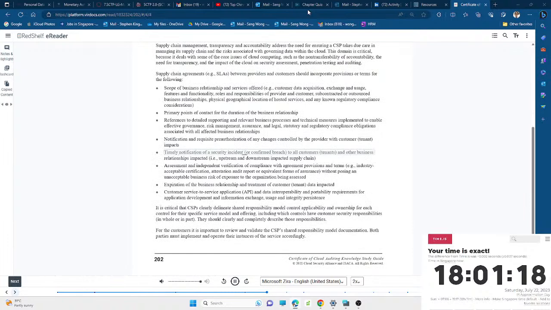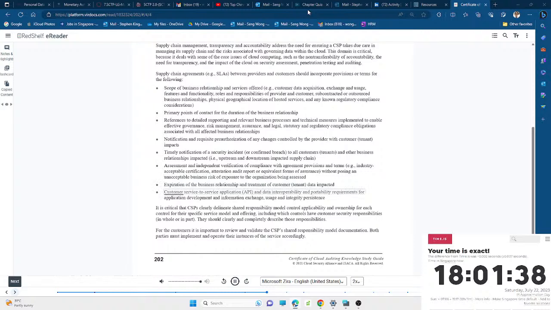Notification and requisite pre-authorization of any changes controlled by the provider with customer or tenant impacts; timely notification of a security incident, or confirmed breach, to all customers, tenants, and other business relationships impacted, i.e., upstream and downstream impacted supply chain; assessment and independent verification of compliance with agreement provisions and terms, for example industry acceptable certification, attestation audit report, or equivalent forms of assurance, without posing an unacceptable business risk of exposure to the organization being assessed; expiration of the business relationship and treatment of customer or tenant data.